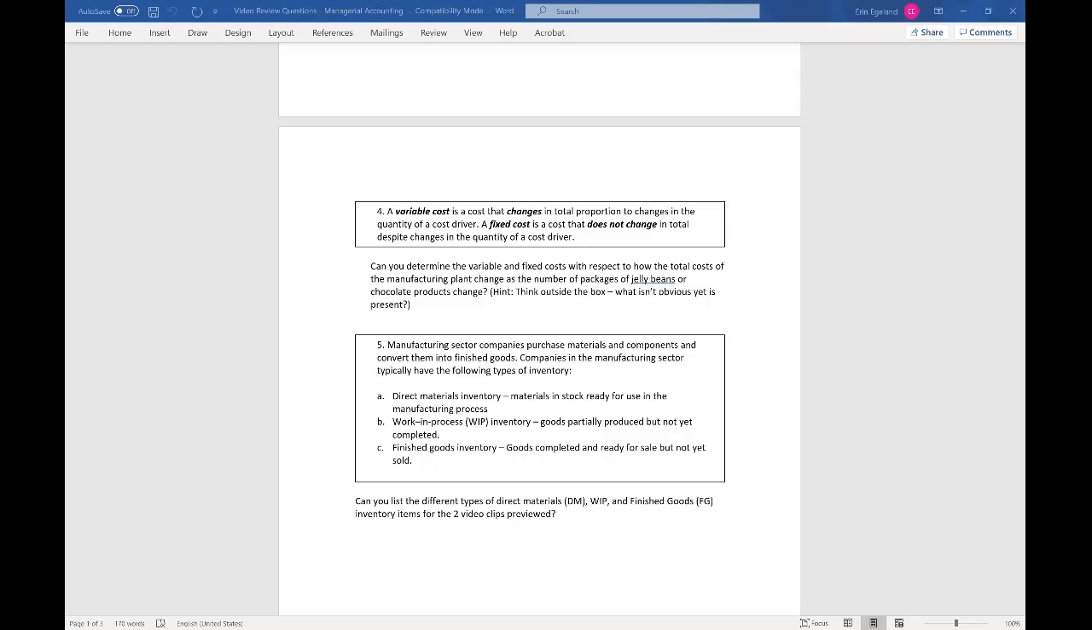When they come out of the molds and they're in the paper cups and they're in the front for people to buy, it is finished inventory, okay? Finished goods inventory.